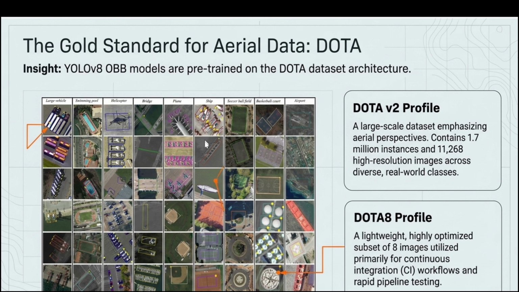And if you check the DOTA dataset, it's a large-scale dataset emphasizing the aerial perspective, containing 1.7 million instances and 11,268 high-resolution images across diverse real-world classes. So it already has different types of features, for example large vehicle, swimming pool, helicopter, bridge, ship, basketball court, and airport. So this dataset already has many different types of features.